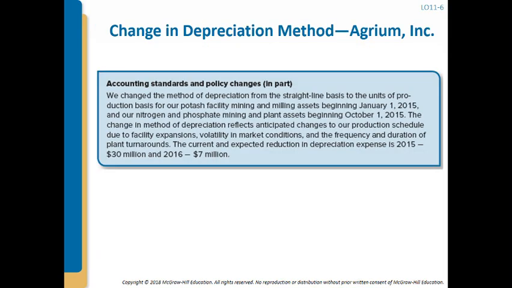And again, like we saw before, when you change depreciation methods, you have to justify it and disclose it in a disclosure note to the financial statements.